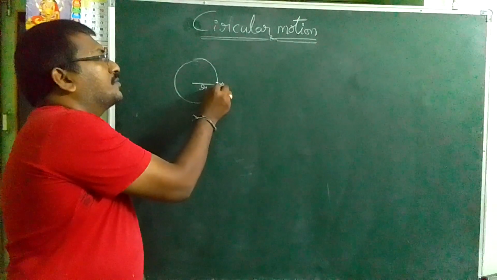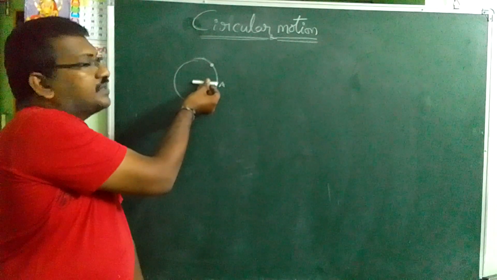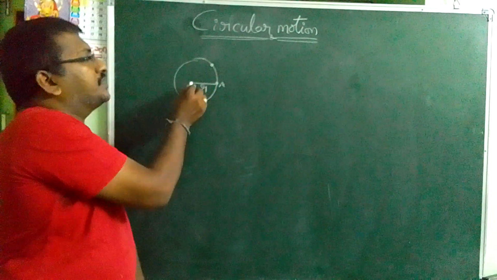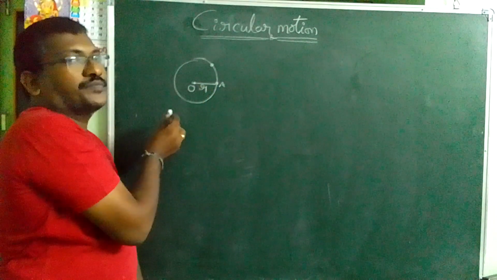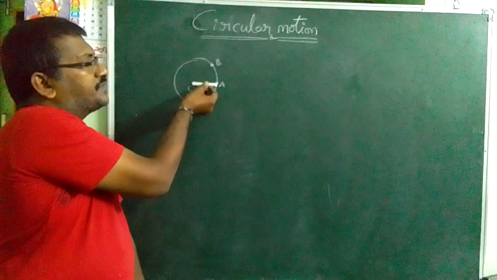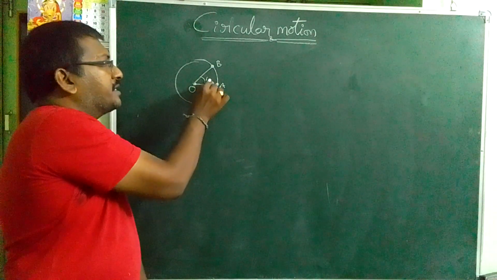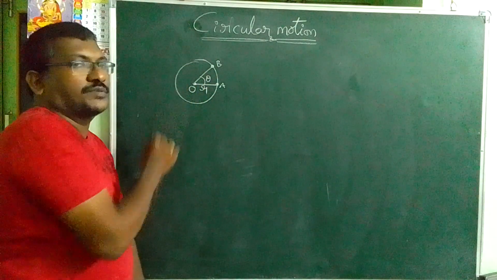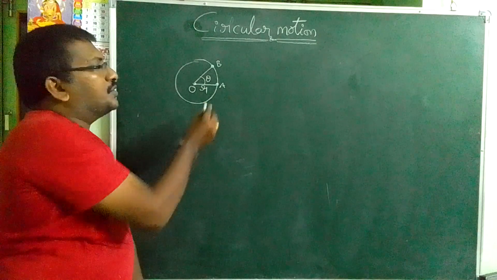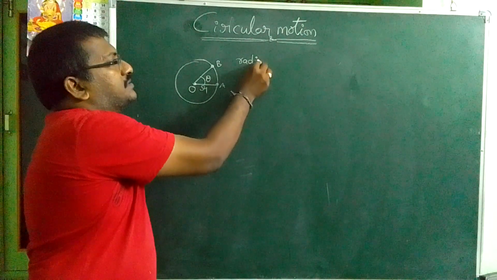When the particle moves from A to B, at the same time the radial vector shifts from A to B. I am taking the center as O. When the particle shifts from A to B, the radial vector shifts from OA to OB. The angle made by the radial vector with respect to the position of the particle is called the angular displacement. The unit for angular displacement is radians.